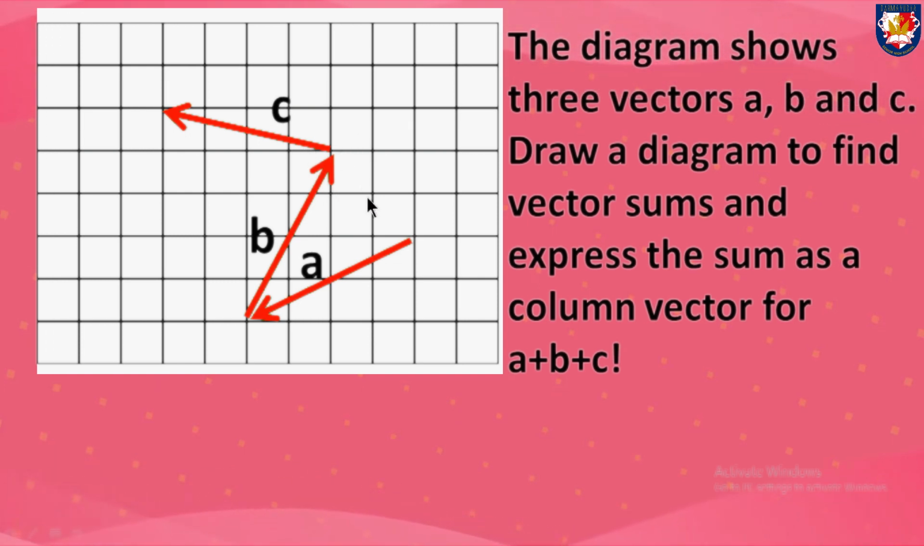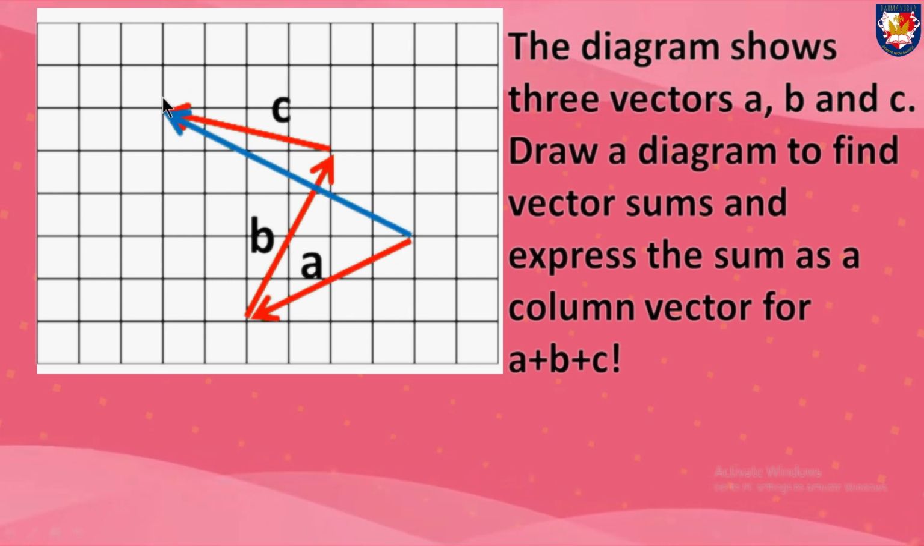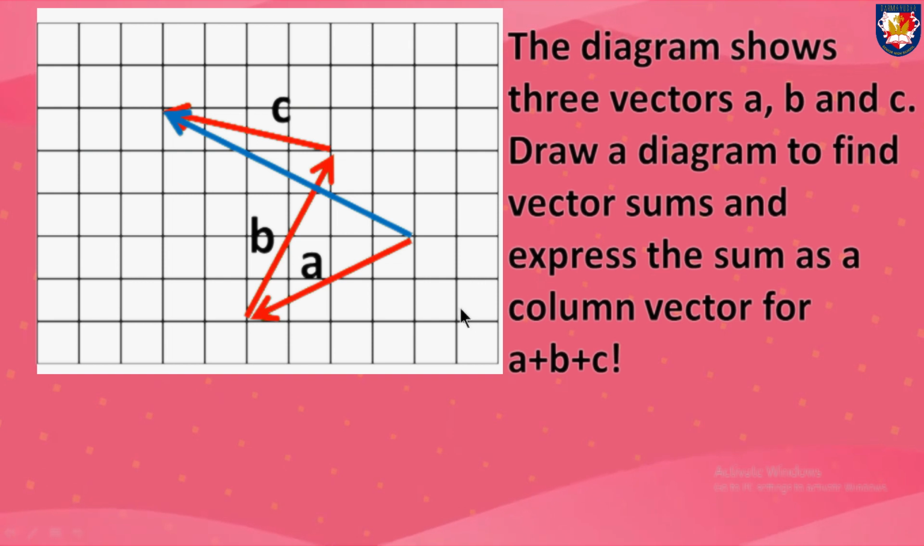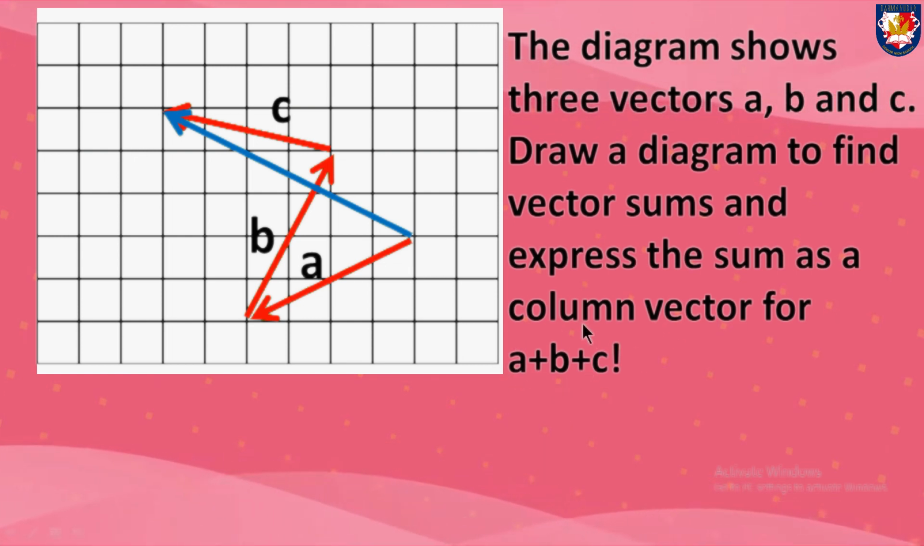Now, the resultant or factor sum of A plus B plus C is a factor that starts at the initial point of A and ends at the terminal point of C. Let's say this is the factor sum or resultant of A plus B plus C. Now, we're going to express the sum as column factors. First, we need to write A as a column factor, B also, and also C.